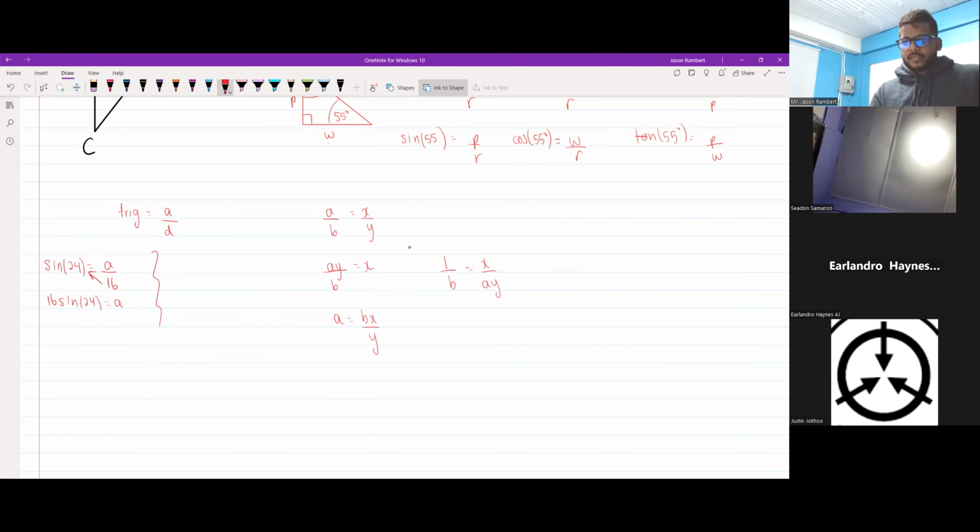So cross multiply this one. Cosine of 22 degrees is equal to X over 11. Somebody tell me what X will be equal to.